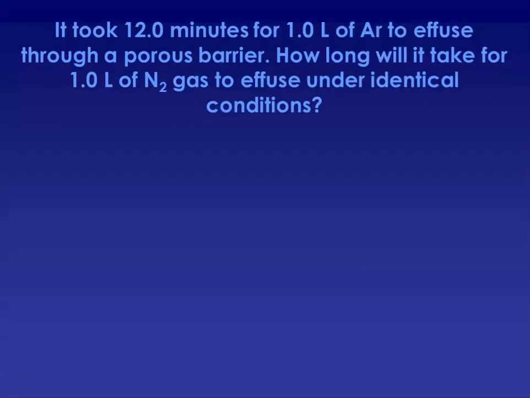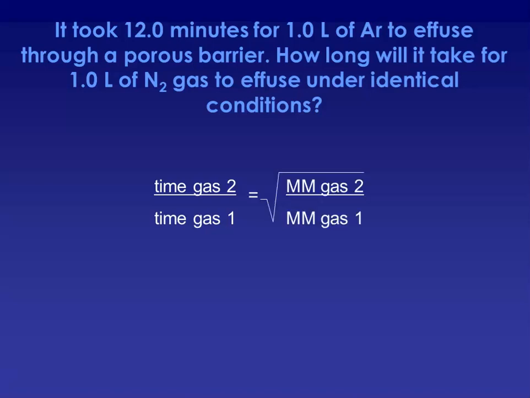So if it took 12 minutes for 1 liter of argon to effuse through a porous barrier, we want to know how long it would take 1 liter of nitrogen to effuse under identical conditions. So we're looking at the times and we have the same amounts. So we can either do the rates and divide it by the time, or we can just use the relationship that we know that time, how long it takes for the gases to effuse, is directly proportional to the square root of their molar masses.